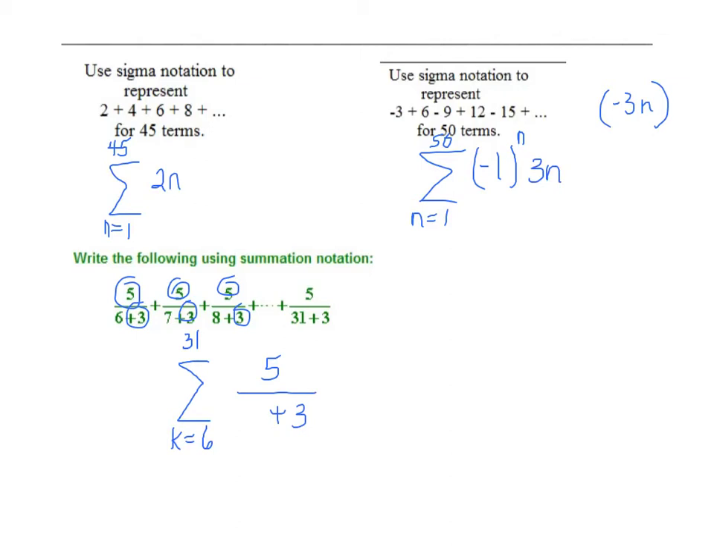And then this number here, I could put as K. And then I check. K is 6. There's a 5, 6. K is 7. K is 8. K is 9. K is 10. And it goes all the way to 31. This one works. I have a question for you. Does that work? Is that the same thing?